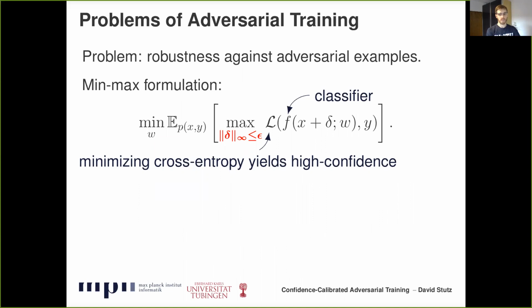Training on adversarial examples can usually be formulated as a min-max problem. Here, the outer minimization problem learns the weights, and the inner maximization problem computes adversarial examples. Here, as highlighted in red, we consider L-infinity adversarial examples. Overall, adversarial training tries to minimize the cross entropy on these adversarial examples, which means that we want to have high confidence predictions on adversarial examples.